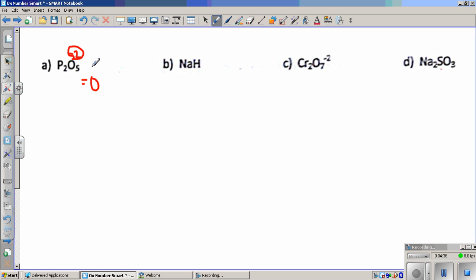The reason I circle it is because I don't want my brain to think that it's a charge, because it's not. It's a hypothetical charge called an oxidation number. It's very similar, so you want to make sure you've got that distinction.